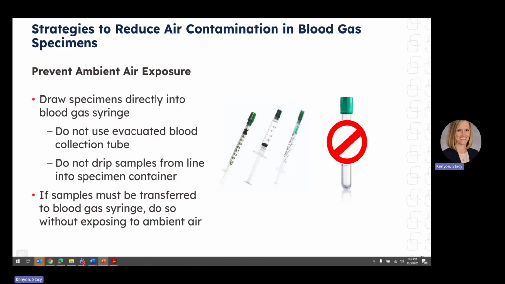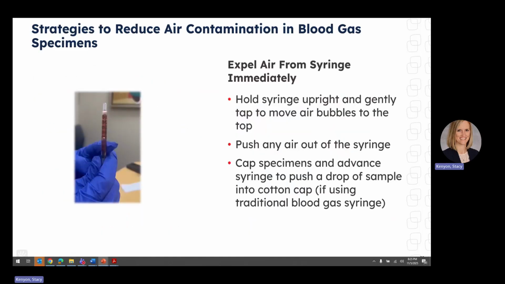While it's not a best practice at our institution, samples are almost exclusively drawn from lines, and so most often they are drawn into a syringe that has no anticoagulant and then distributed into evacuated blood collection tubes, as well as blood gas syringes. And again, we worked with our nursing educators to come up with a process to have a syringe to syringe transfer that did not expose the specimen to air. Again, it's not a best practice. The best practice would be to draw directly into the blood gas syringe.